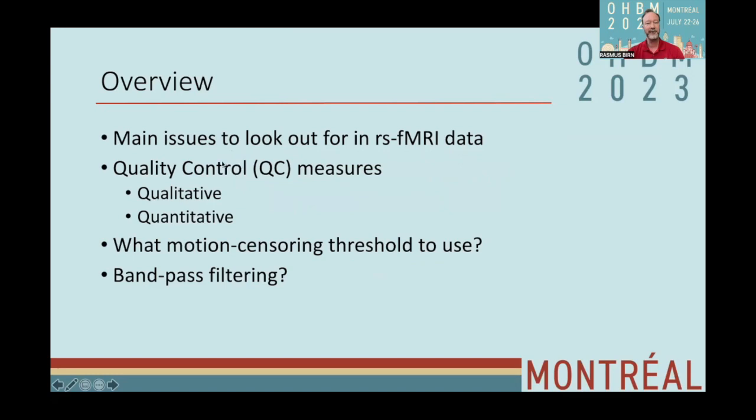And then I will be covering a number of quality control or QC measures, both qualitative and quantitative. And then I will try to address two questions: what motion censoring threshold to use, and whether or not we should be using bandpass filtering.